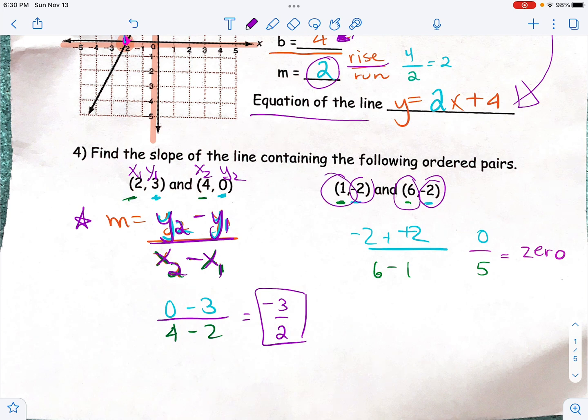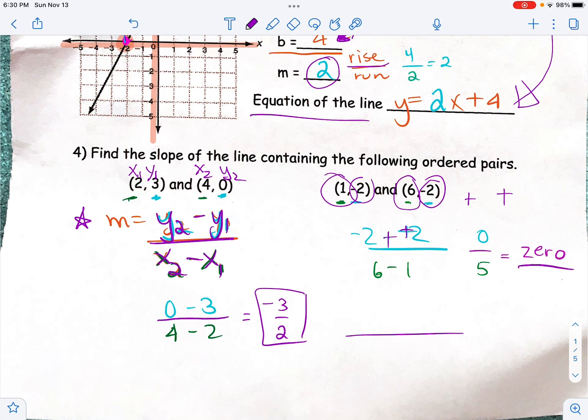On the next one, we have our y2 minus y1 and our x2 minus x1, and we get negative 2 minus a negative 2, which means we add them, right? Because we change a negative to a positive. We always make everything an addition, so we change this symbol, and we change that symbol. And so we end up with 0 over 5. And this means it's a 0 slope, not an undefined slope.